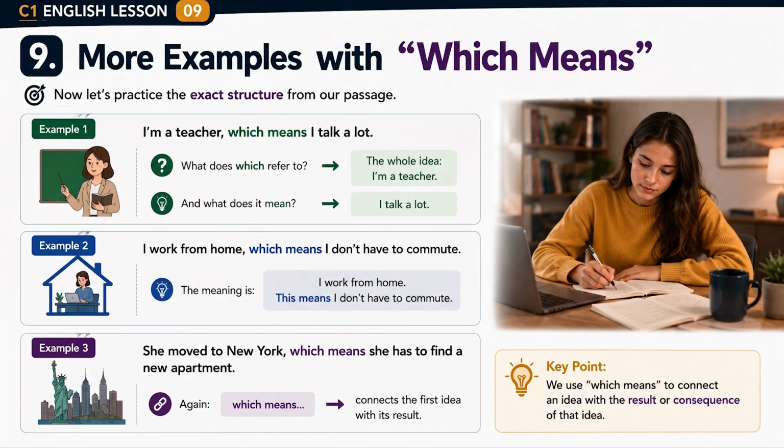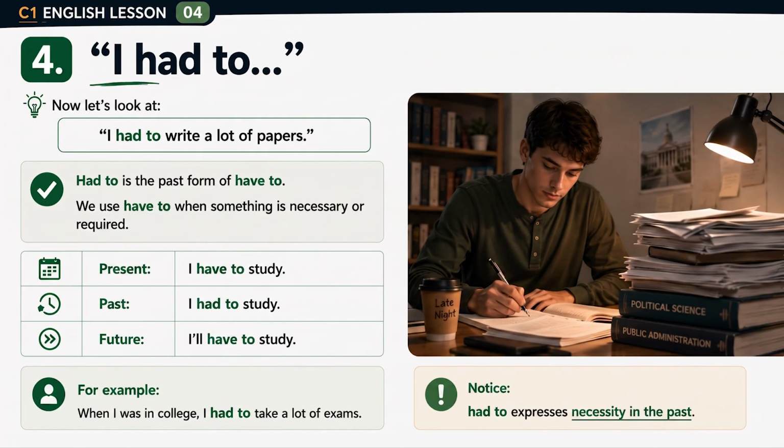Anyway, let's move on. I had to write a lot of papers. "Had to" is the past form of "have to." Pay attention to the pronunciation. We use "have to" when something is necessary or required. I have to study. This is the present form. The past form is I had to study, and the future form is I'll have to study.